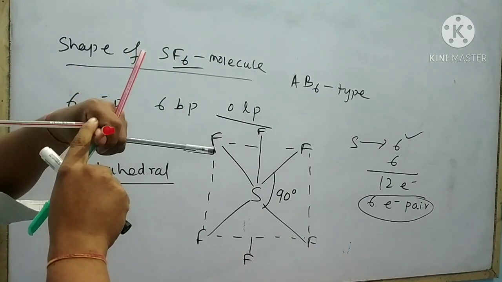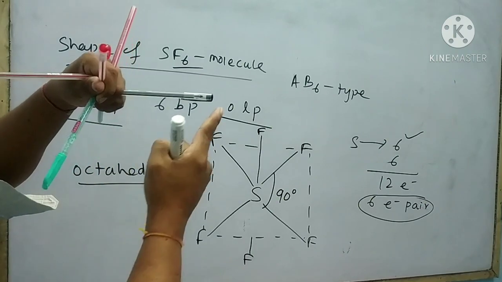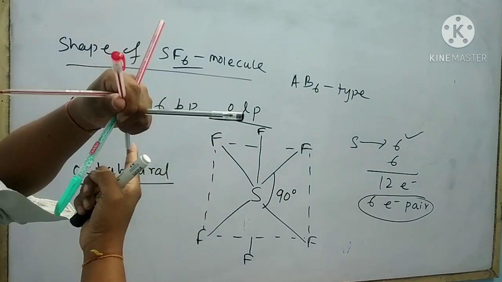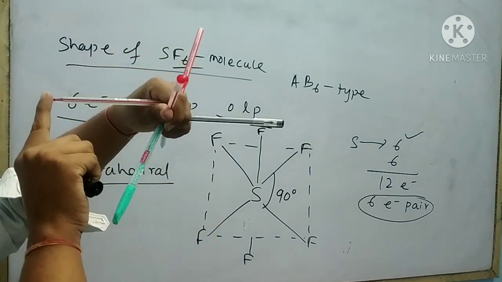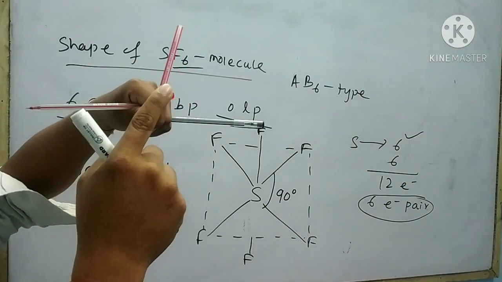Here sulfur atom is present, here one fluorine atom, here another fluorine atom, here third fluorine atom, here fourth fluorine atom, here fifth fluorine atom, here sixth fluorine atom are present.